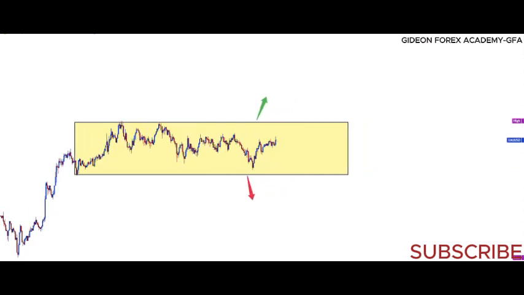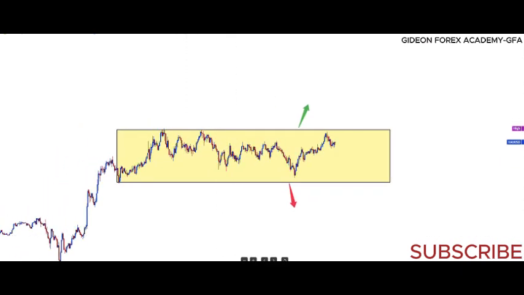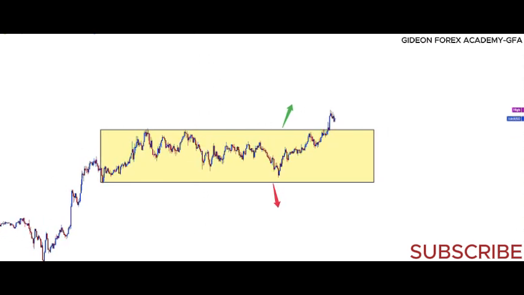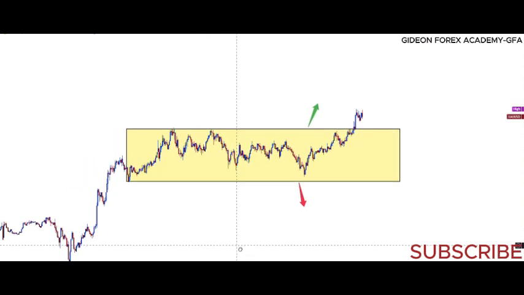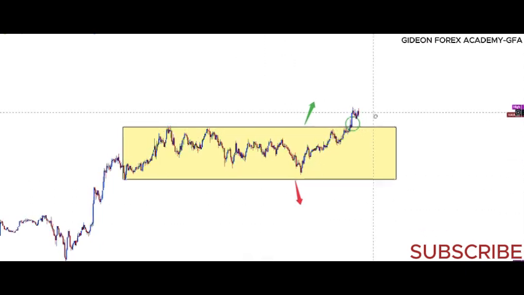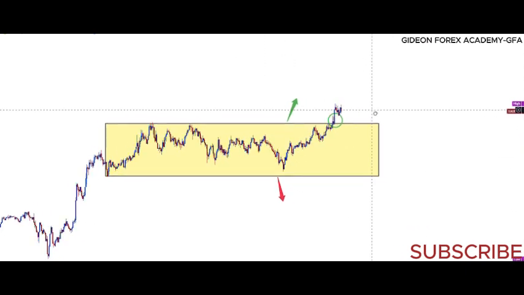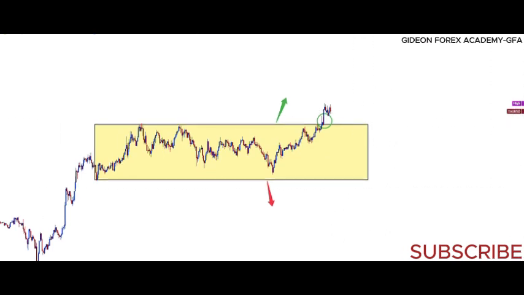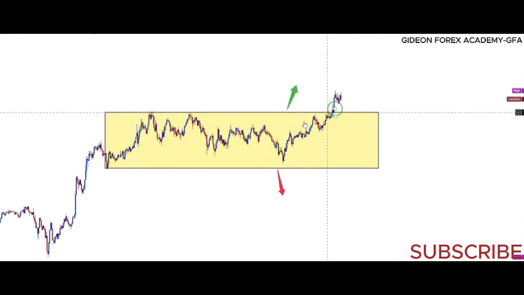Still consolidating in there. It's not really breaking out. Boom. So we see a breakout happening right there. Now that gets our attention. So we go to our lower time frames, that would be 2 minutes, and we are looking to enter this market.